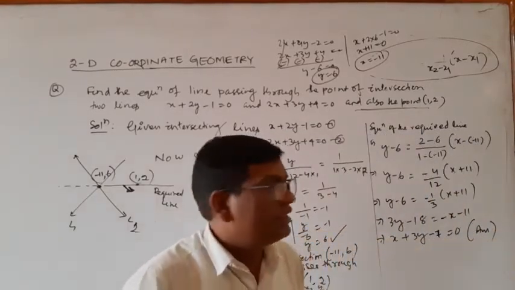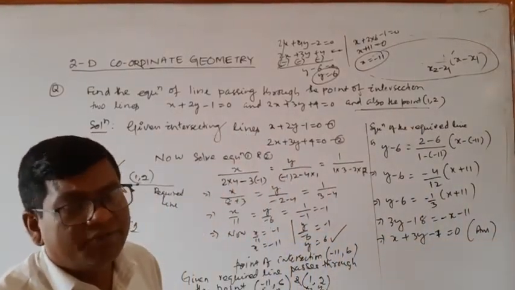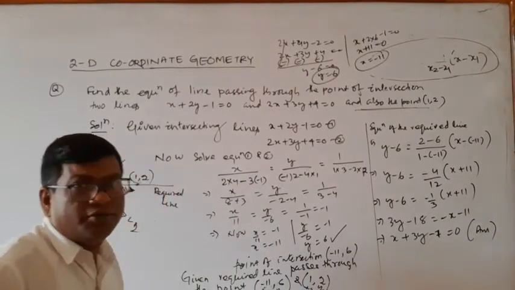Okay, this is the procedure to find the point of intersection. Another question.